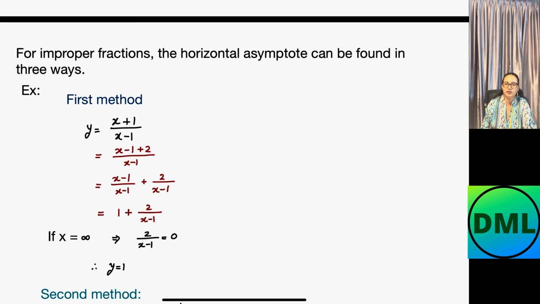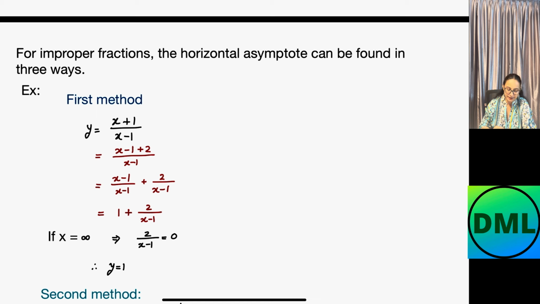To find the horizontal asymptote, I need to put x equal to infinity, as x is in the denominator. This gives that 2 over (x - 1) is equal to 0, because as you put x equal to infinity, the denominator will become infinity. 1 over infinity is 0. 1 plus 0 is 1 only. So this term will become 0 and the value for y is 1. My horizontal asymptote is at y = 1. This is my first method of getting the horizontal asymptote.